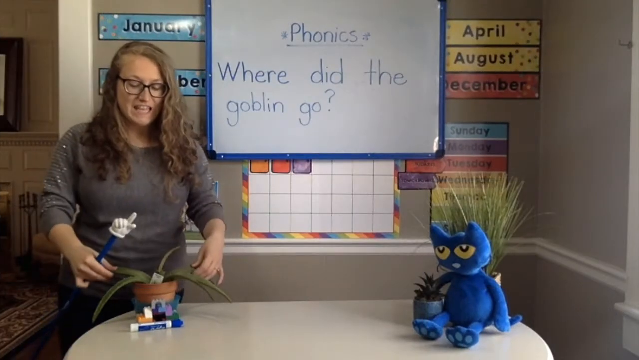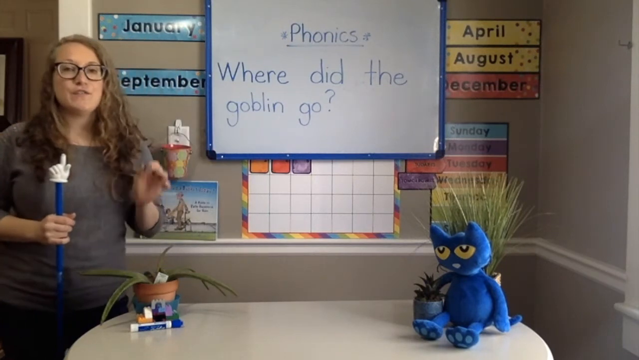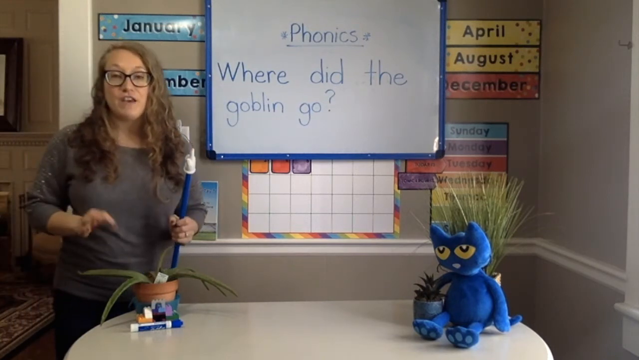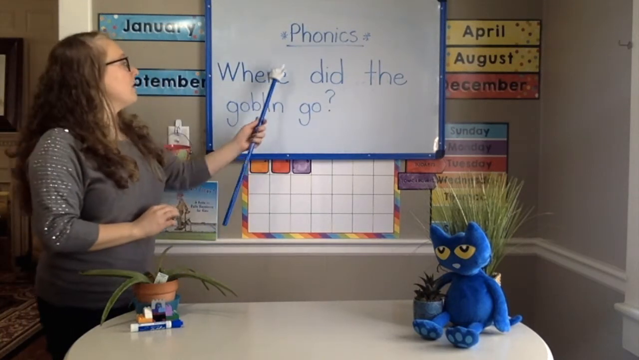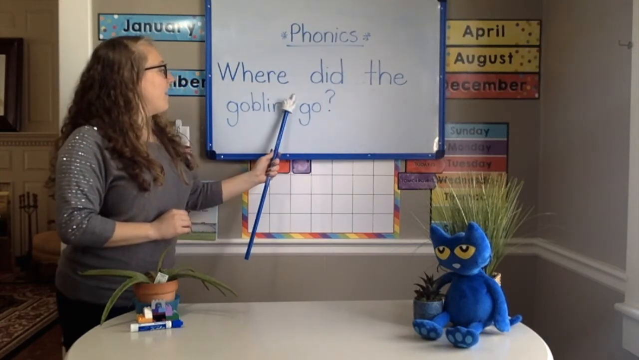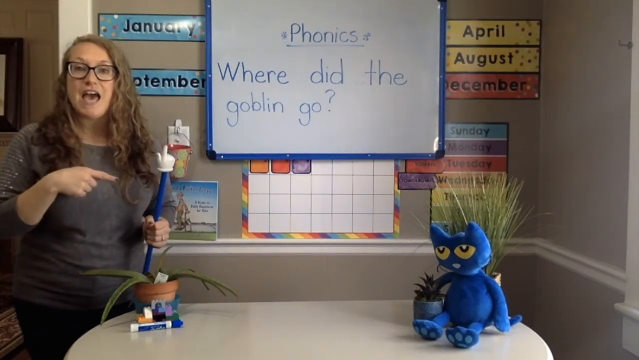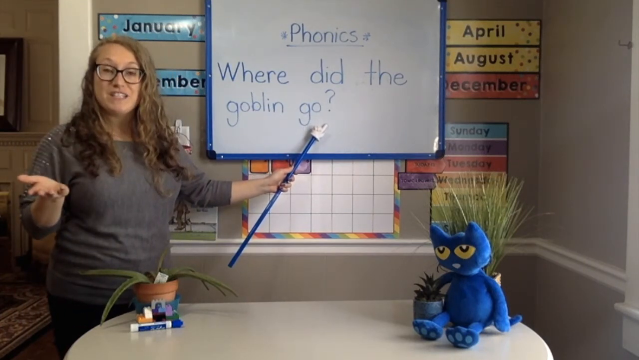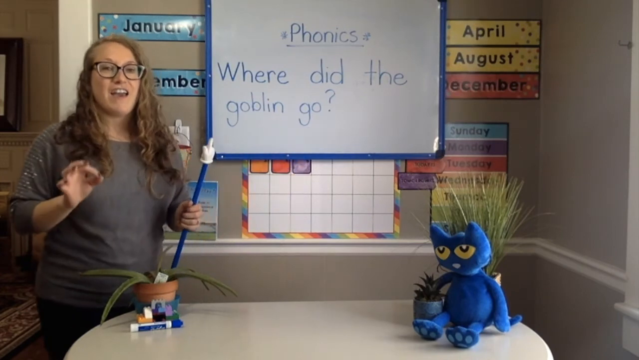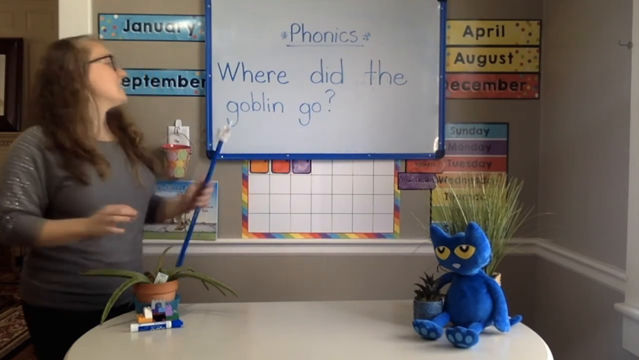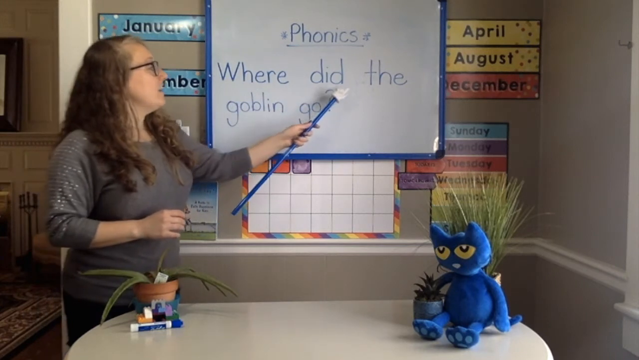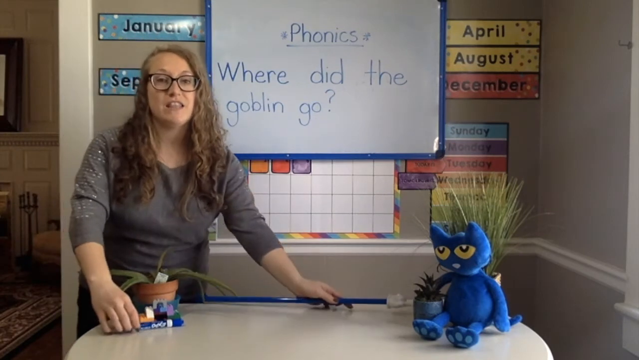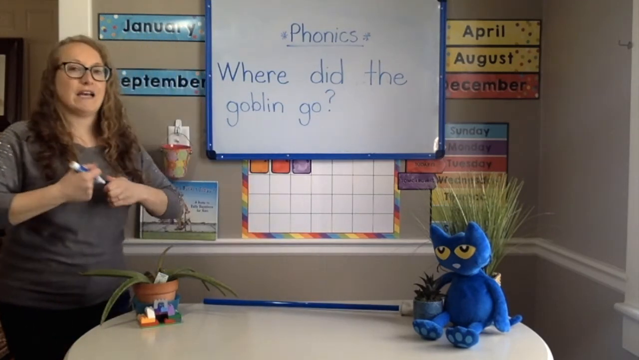All right, kindergarten, let's check our sentence, and let's see if it starts with an uppercase first. It does. Let's check for our finger spaces in between our words. Looks good. Let's see what we put at the end of our sentence. Ooh, a question mark. This is a question. Did you put a question mark? Okay, let's read it to make sure it makes sense. Where did, this is a big word. Let's practice sounding this word out. Even though we wrote it, let's practice sounding it out.